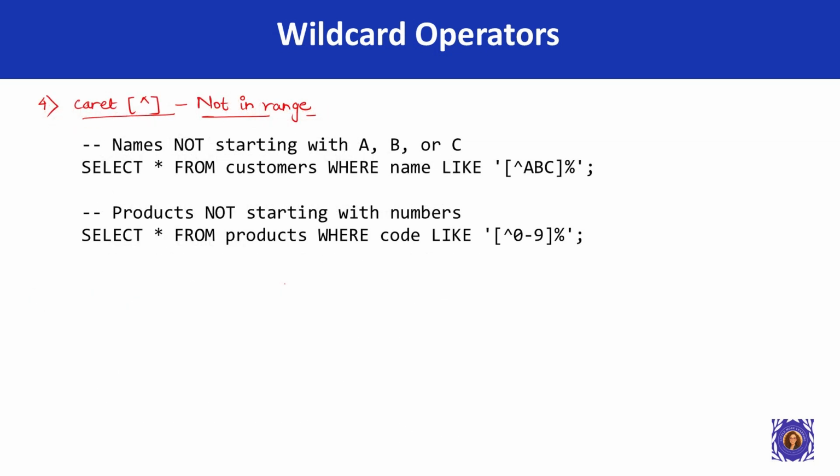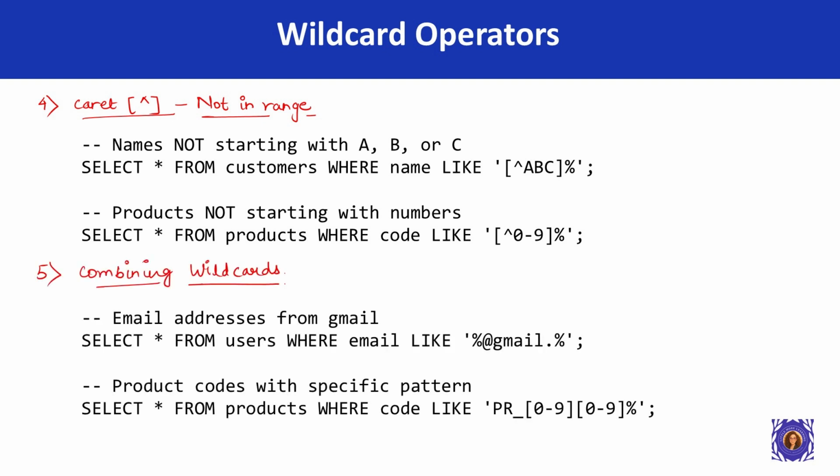Next, we have the caret symbol within square brackets, which signifies not in range, or not one of these characters. This is incredibly useful for excluding specific patterns. For example, if you need to find customer names that do not start with the letters A, B, or C, you would use this wildcard. Similarly, to identify product codes that do not begin with a number, you can apply the caret symbol within the brackets to exclude the numerical range from 0 to 9.